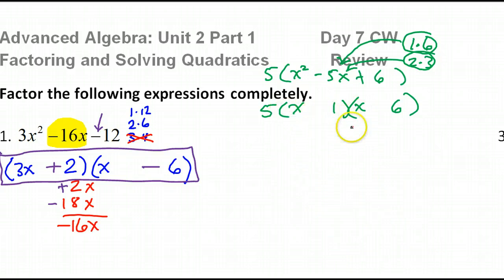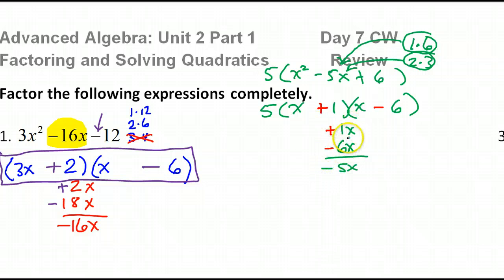Now, inner plus outer has to equal middle. So inner, I've got 1x. Outer, I've got 6x. And I'm trying to get a middle of negative 5x. Now, I can get a negative 5x if I pick the signs right. But the signs would have to be negative 6 and positive 1 in order to make negative 5. So there's my positive 1 and there's my negative 6.